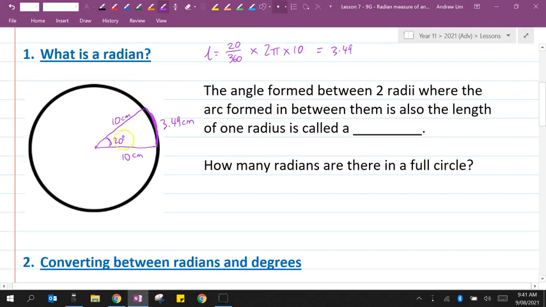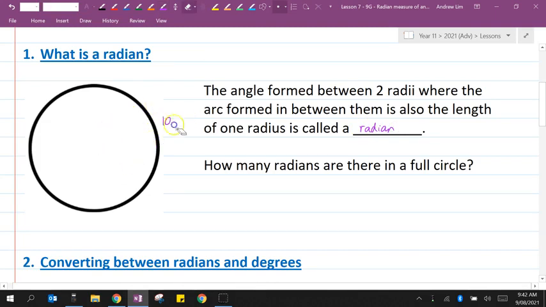Here we've got the angle of 20 degrees, but a radian is a special angle where the angle will actually create an arc length which is the same as the radius. So we want this to be 10 centimeters. So instead of thinking of it like an equilateral triangle, think of it like an equilateral sector where all three sides are the same length. And this angle here, that is 1 radian. So the angle formed between 2 radii, where the arc formed in between them is also the length of 1 radius, that's called a radian.